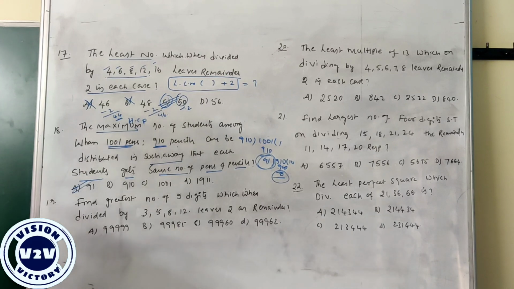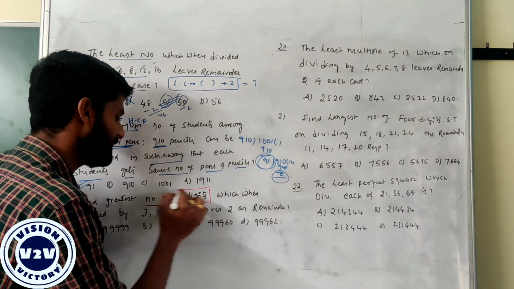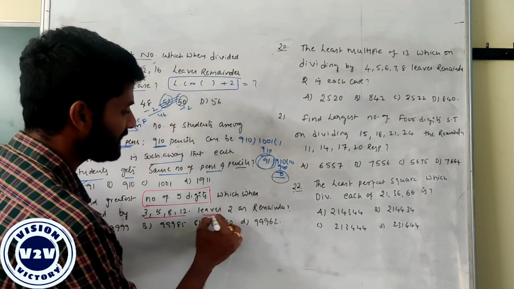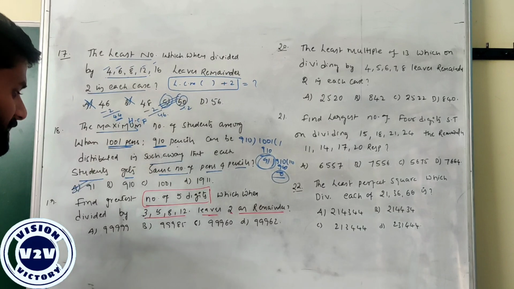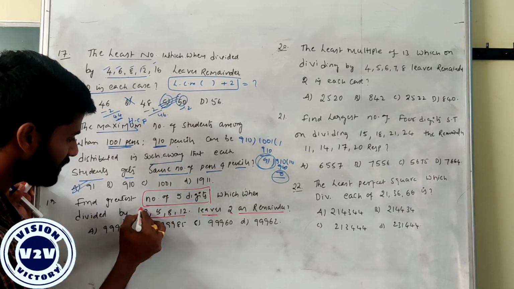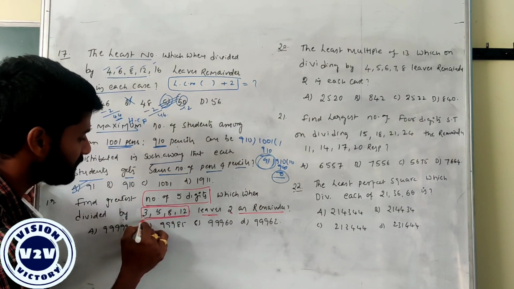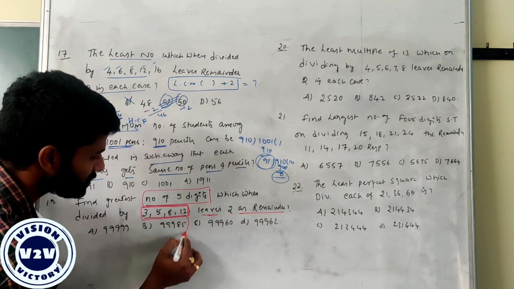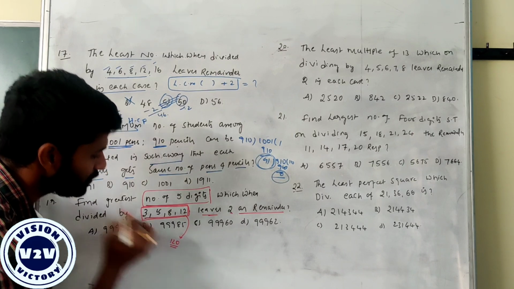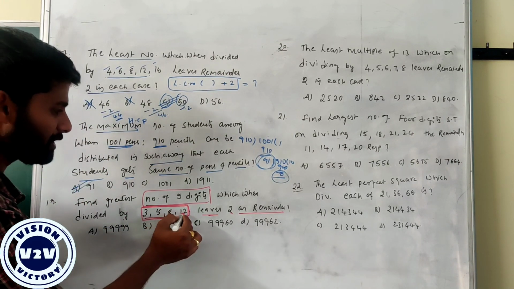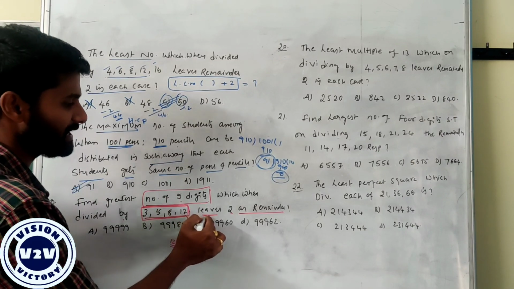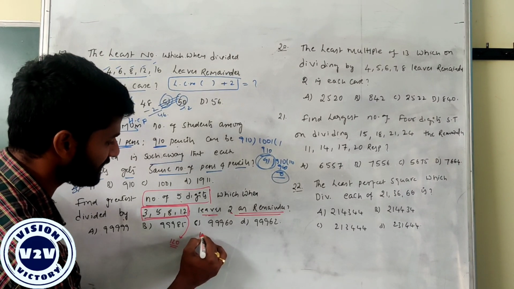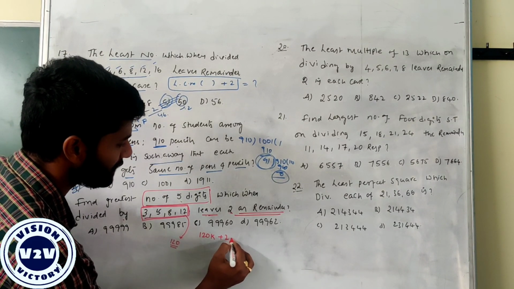Next one, find the greatest number of 5 digits, which when divided by 3, 5, 8, 12 leaves 2 as a remainder. So this is the question. Go with the first manual approach. Find the common multiple of all these numbers, 3, 5, 8, 12. The common multiple of all these numbers is equal to 120. If this multiple exactly divides a 5 digit number, it leaves 2 as a remainder. So 2 as a remainder means the value is exactly equal to 120k plus 2.